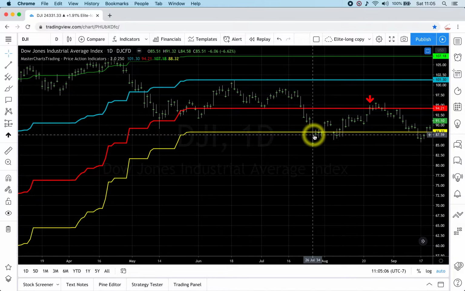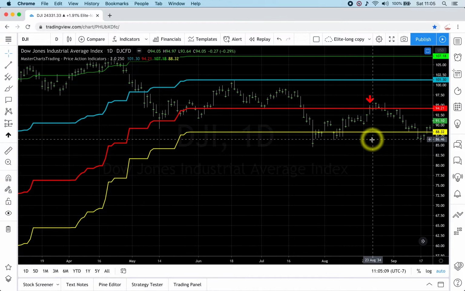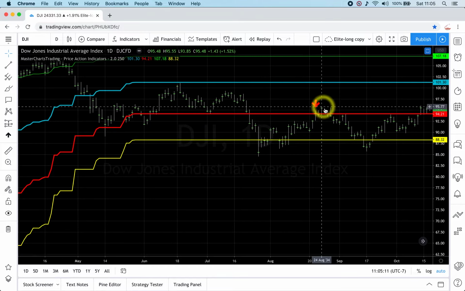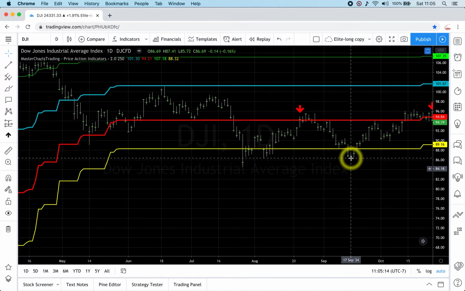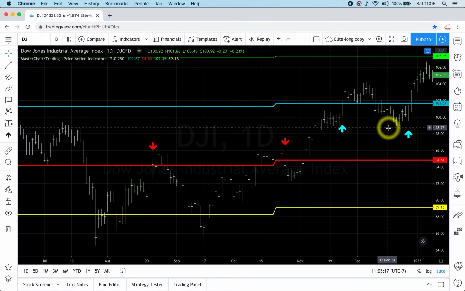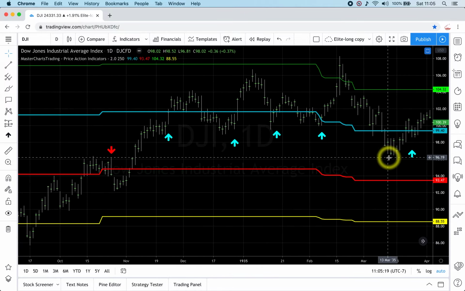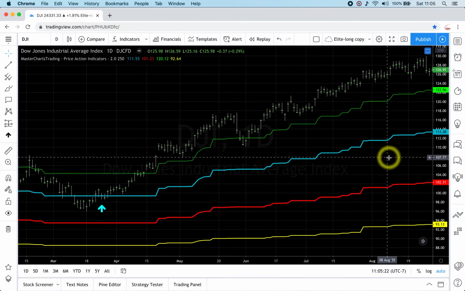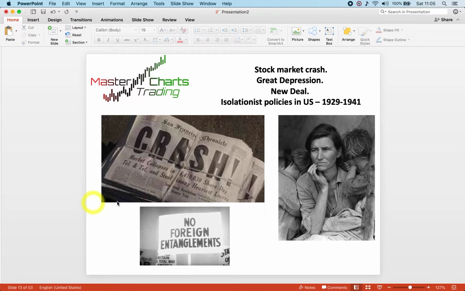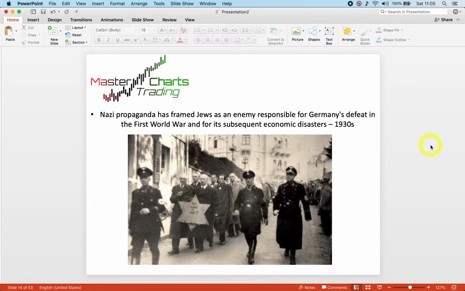Now here around 1934 there was an opportunity to sell. Actually, it would have been successful, but not terribly successful, because again the bull market would resume just in a few days, a month, and this continued for a while. So we're now in 1935, and in the 1930s the German Nazi Party began a campaign to systematically frame Jews as the enemy responsible for Germany's defeat in World War I, which was important, and the subsequent economic disaster.